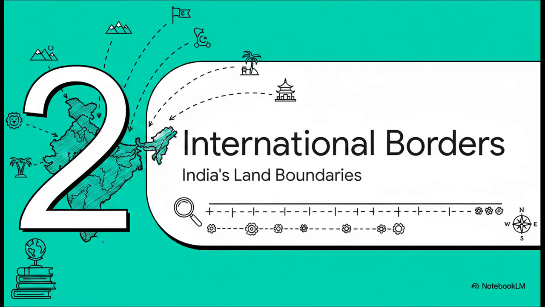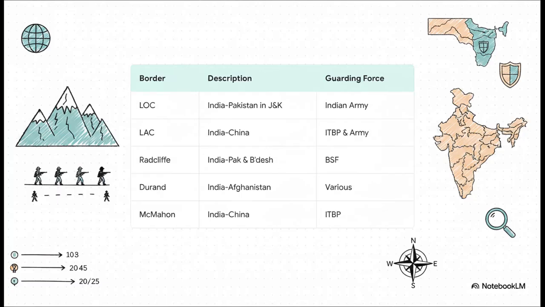Moving right along, Section 2, India's international borders. Okay, so breaking down the one border, one force policy actually reveals a ton of history. First up, we have the LOC, or Line of Control. That's the military-controlled boundary between India and Pakistan, and it's guarded by the Indian Army. Then there's the LAC, the line of actual control separating India and China. That one is guarded by both the Army and the Indo-Tibetan Border Police, or ITBP.